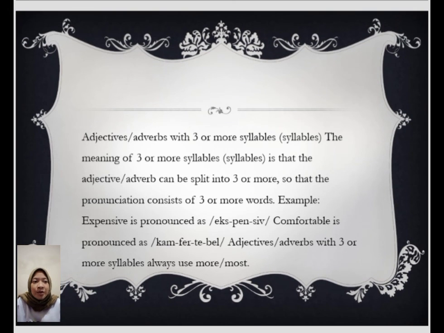Adjective or adverb with three or more syllables. The meaning of three or more syllables is that the adjective or adverb can be split into three or more parts, so that the pronunciation consists of three or more syllables. Example, expensive is pronounced as ex-pen-sive, or comfortable is pronounced as com-for-ta-ble. Adjective or adverb with three or more syllables always uses more or most.